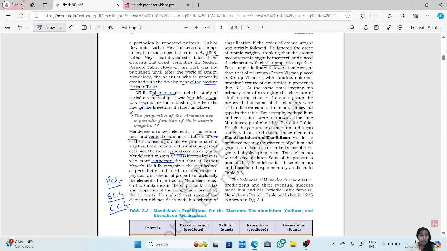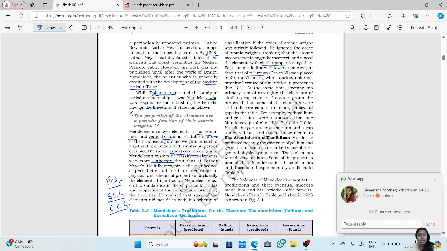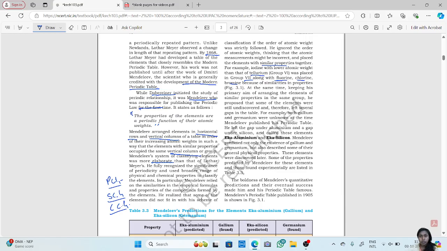Now, for example, iodine. Okay, iodine, with lower atomic weight than that of tellurium, was placed in group 7 along with fluorine, chlorine and bromine because of similarities in properties. So iodine has a lower atomic weight than that of tellurium. Tellurium is present in group 6, and iodine is present in group 7, iodine being lower in its atomic weight than tellurium.